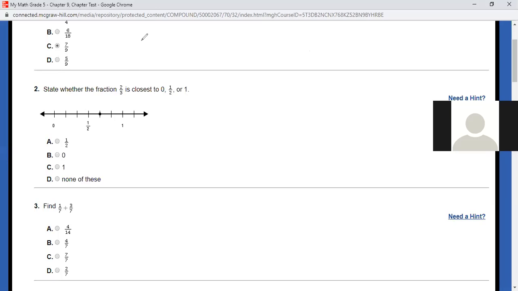Zero. You think it's closest to 0? Yeah. Are you sure? Double check your mean line. One. I mean one. Are you sure? Double check your line. So, and just so you know, one.